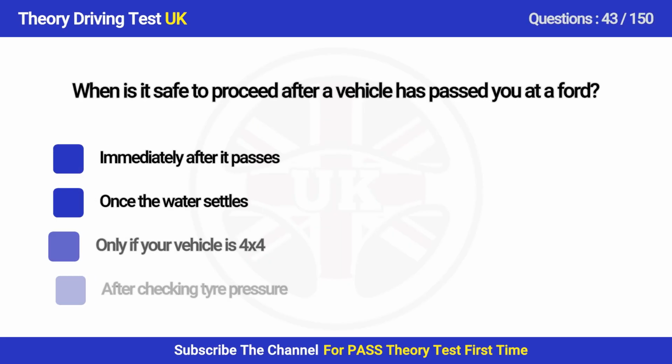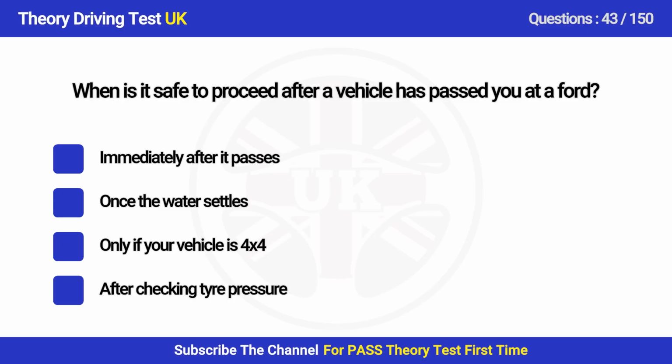Question 43. When is it safe to proceed after a vehicle has passed you at a ford? A. Immediately after it passes. B. Once the water settles. C. Only if your vehicle is. D. After checking tire pressure.